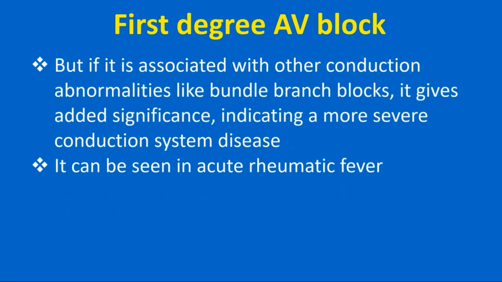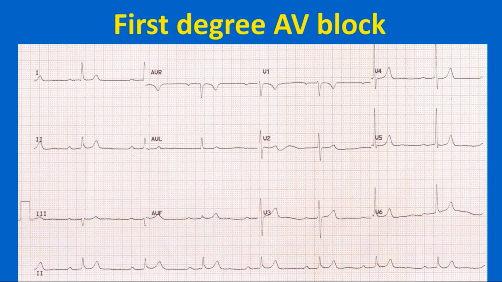But if it is associated with other conduction abnormalities like bundle branch blocks, it gives added significance, indicating a more severe conduction system disease. It can be seen in acute rheumatic fever. ECG showing sinus bradycardia with first degree AV block. RR interval is 1280 milliseconds corresponding to a heart rate of 47 per minute and PR interval is 320 milliseconds.